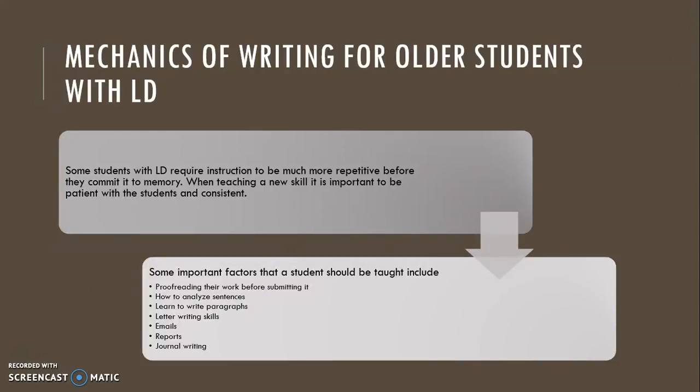So, mechanics of writing for older students with learning disabilities. Some students with LD require instruction to be much more repetitive before they commit it to memory. When teaching a new skill, it's important to be patient with a student and consistent. So, here's some important factors that a student should be taught. Proofreading their work before submitting it, how to analyze sentences, how to write paragraphs, letter writing skills, emails, reports, and journal writing.